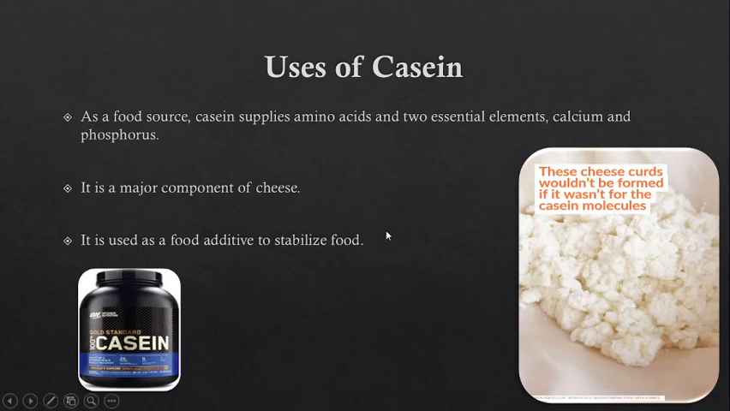So what are the uses of casein? Casein is used as a food source because it contains amino acids and essential elements like phosphorus and calcium. It is a major component of the cheese, and it is used as a food additive to stabilize food because casein loves to bind with water. Therefore, casein helps to prevent the decomposition of the foods in which casein is present.